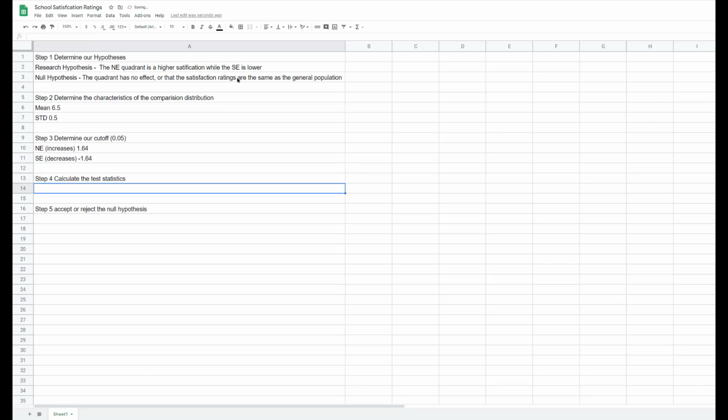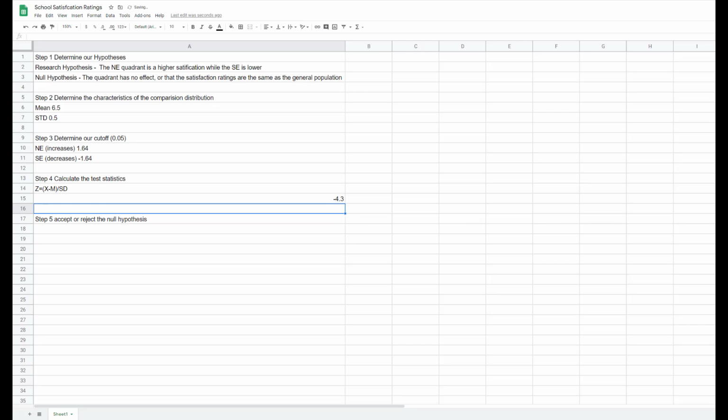Next step is we have to calculate the z-score. And we know that the z-score is going to be equal to our data minus the mean divided by the standard deviation. So in this case, let's do that. Our score for the southeast quadrant was 4.5 minus 6.5 divided by a standard deviation of 0.5. That gets me negative 4. And then I can do the northeast quadrant, which is 7.5 minus 6.5 divided by 0.5. That gets me 2.